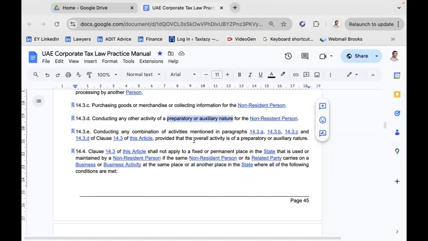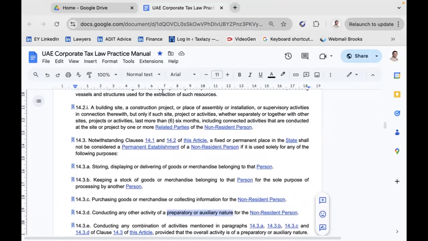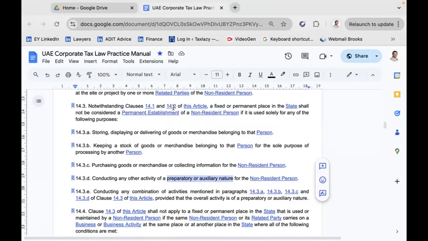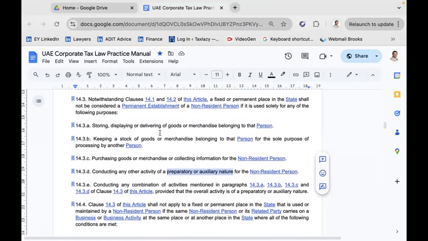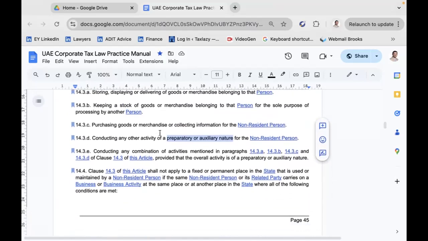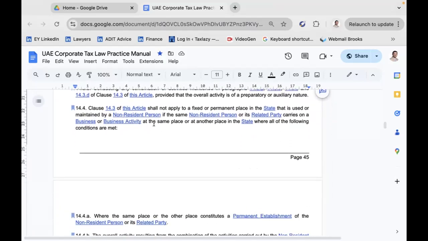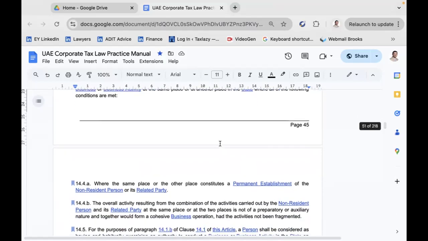Now, okay, so what happened in clause 2? They gave examples of permanent establishment. Clause 3, they gave exceptions to the general rule of permanent establishment. But when we go to clause 4, again another very interesting thing comes in. Clause 3, which is the exception, shall not apply to a fixed or permanent place that is used or maintained by a non-resident person if the same non-resident person or its related party carries on business or business activity in the same place or at another place in the state where all of the conditions are met.